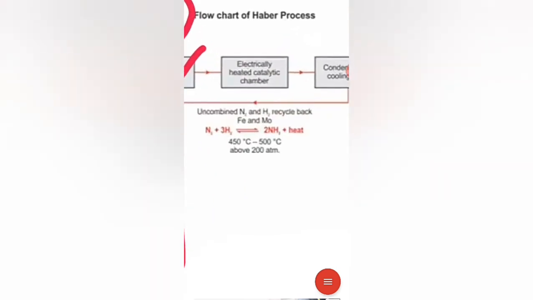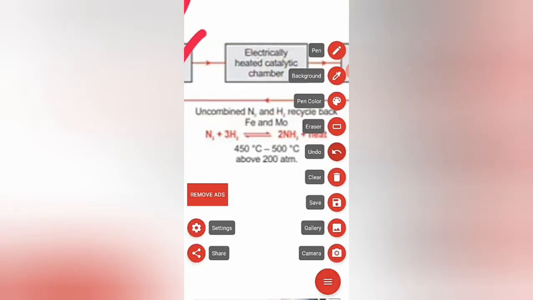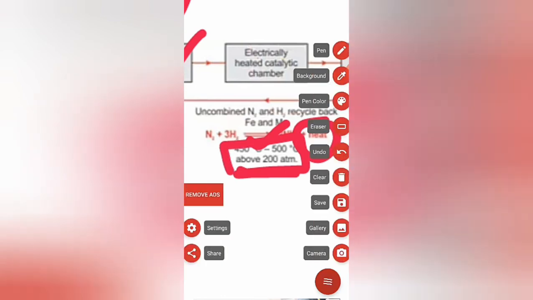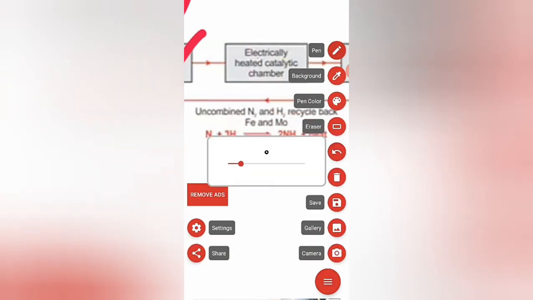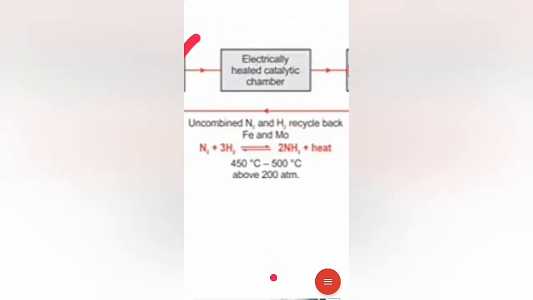This is the reaction with the reaction conditions also within it, and N2 plus H2 gives you NH3 plus heat. See, it is a reversible reaction, an exothermic reaction, and these reaction conditions are very important to write. This N2 and H2 recycled back is recirculated through the plant to get more ammonia, and after this recycle 98% of ammonia is achieved.